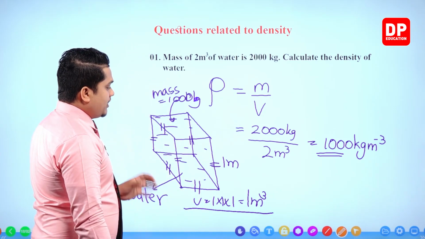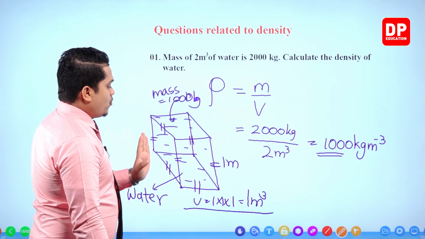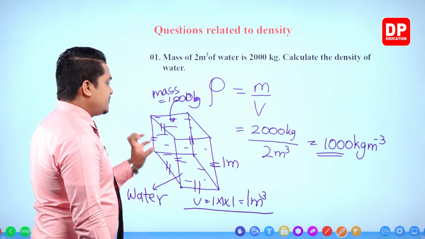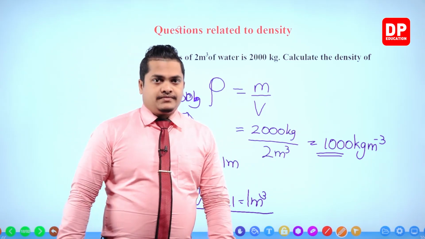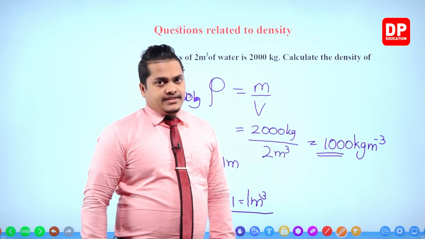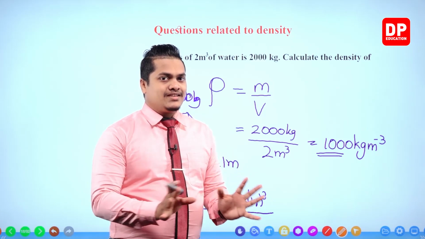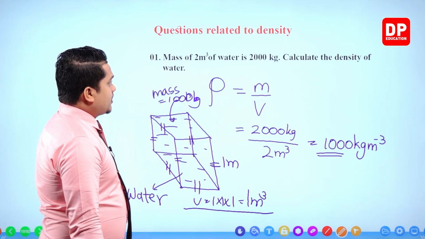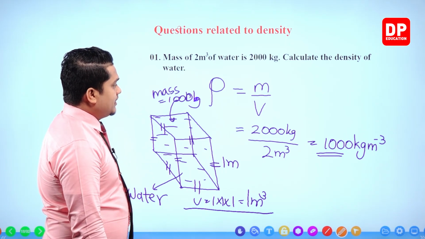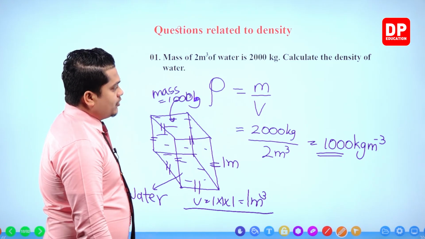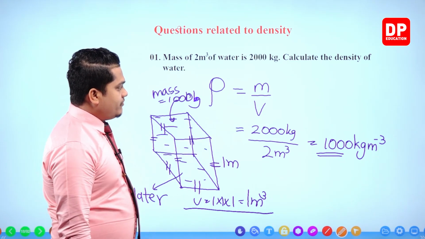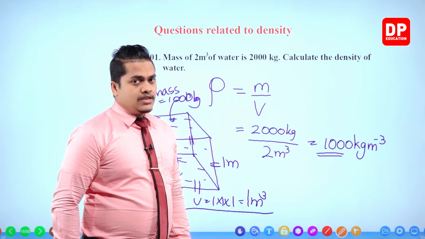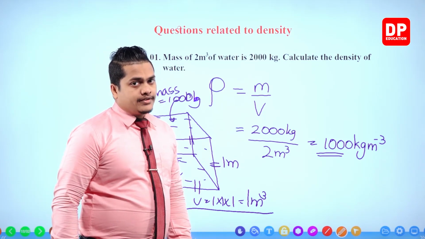When you pour that liquid or substance into a cube of 1 meter height, 1 meter length, 1 meter breadth, then the mass of that substance is equal to the value given within the density. That's what we mean by density in simple terms. So the mass of 2 cubic meters of water is 2000 kilograms. Then we apply the formula: you divide m by v and get the answer 1000 kg m minus 3, or kilograms per cubic meter. This is the usual density of pure water.